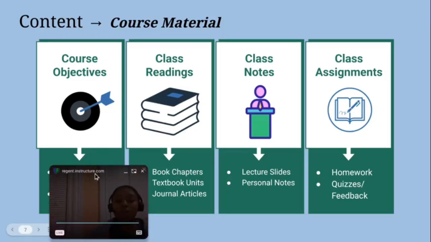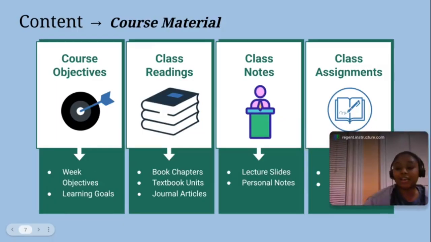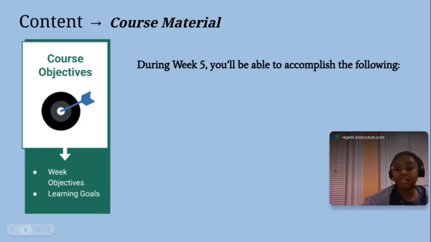And so I want to go more into detail in terms of the course objectives. So this is a great example that you might find in your Canvas module.